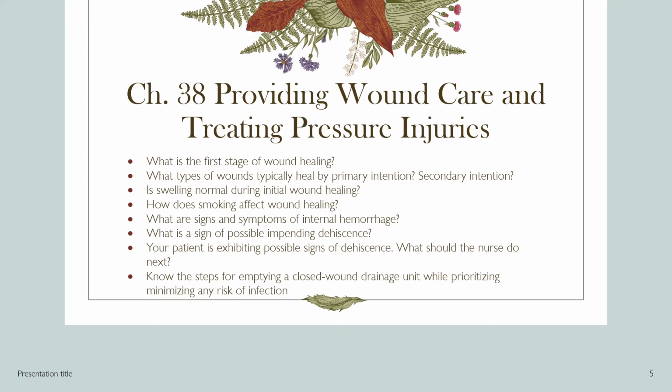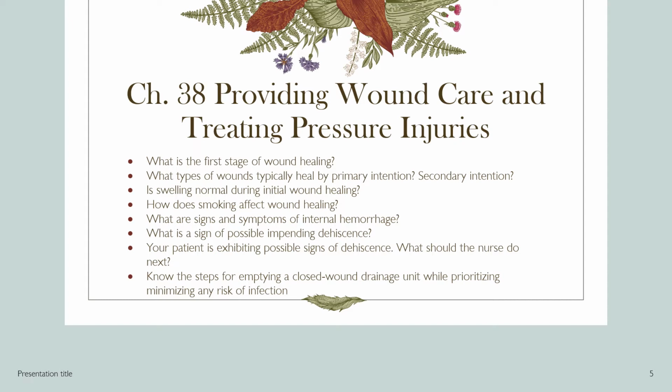What types of wounds typically heal by primary intention? Secondary intention? We can find this on page 778. A wound with little tissue loss, such as a surgical incision, will heal by primary intention. A wound with tissue loss, such as a pressure injury or severe laceration, a torn, ragged, or mangled wound, will typically heal by secondary intention. The edges of that wound will not approximate, and then the wound would be left open to fill with scar tissue.